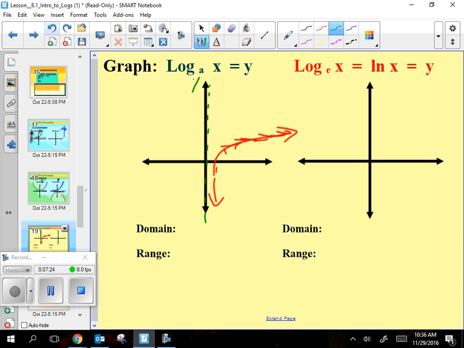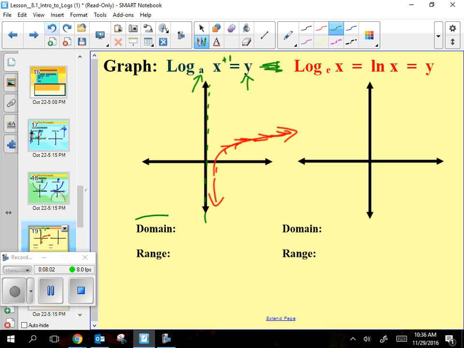How could this have gotten moved to the right? Would changing my base have moved it to the right or left? Nope, it just changes how steep this curve is. Would changing the y make it move up or down? It would move it up or down, yes, because y is all about up and down. If I subtract 1 here, that's like moving it over to the other side, adding 1 to my log, and it would move the whole thing up 1. So y does mess with up and down.